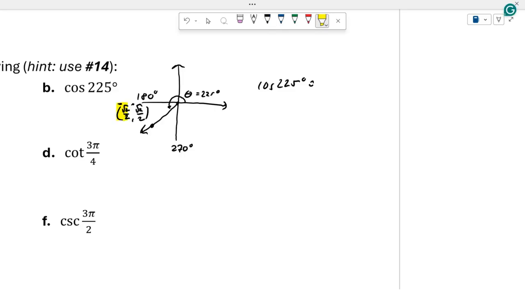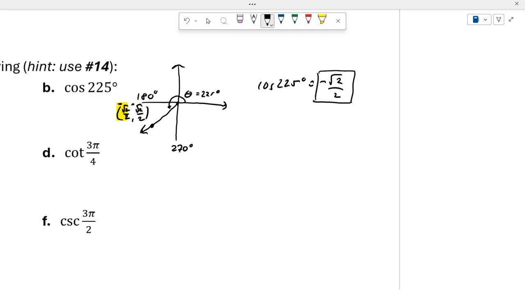However, it is worth remembering that cosine is my x coordinate, which means specifically I'm talking about the first number there. I'm talking about the negative root 2 over 2 that comes from going to the left because cosine is x. So my final answer here is going to be negative root 2 over 2, and that is my exact answer.